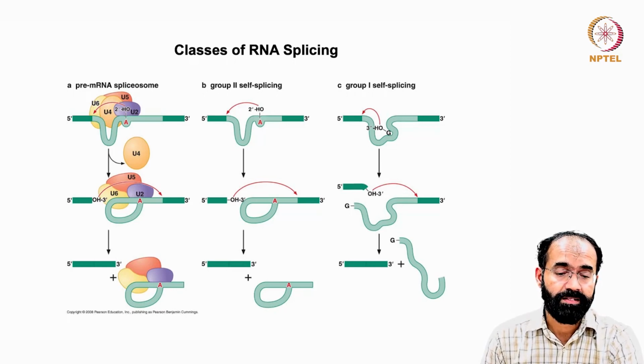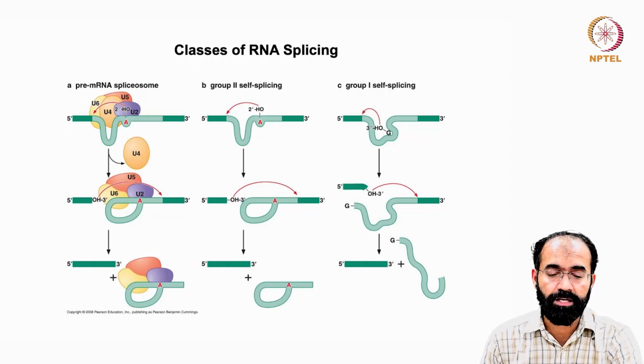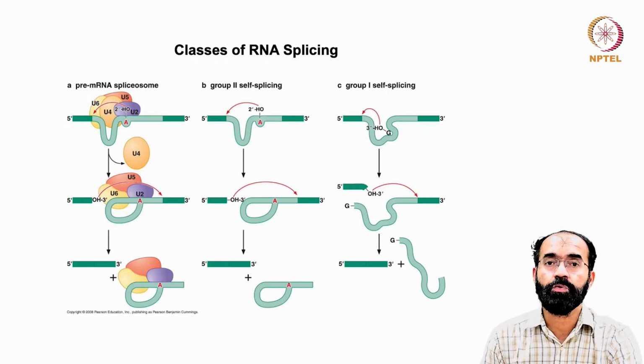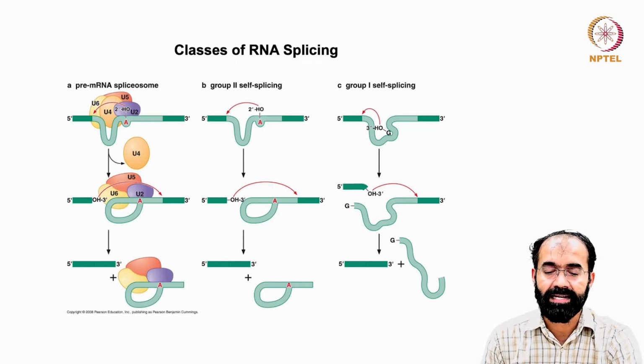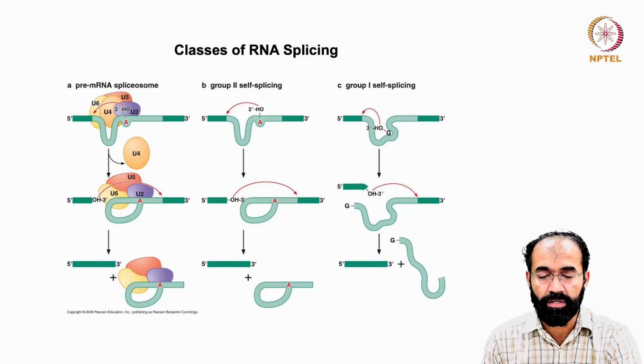This is group 2, same as that of group 1, same as that of pre-mRNA splicing, except that there is no spliceosomal machinery needed. There is a branch point A, 2' OH participates, first trans-esterification, second trans-esterification, and the same outcome, with no dependency on the snRNA. And group 1 is an externally recruited G that does the job, and the remaining part will not create a lariat as you saw in these two cases, because it's an external G, and G remains free floating, attached onto the end. So this is the only difference.